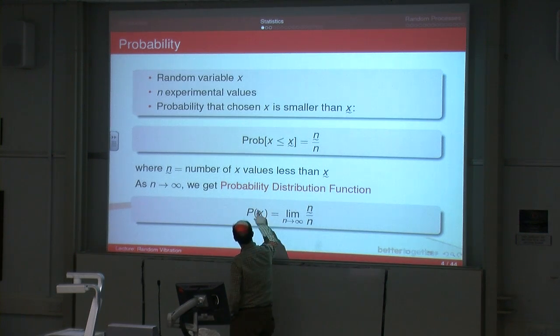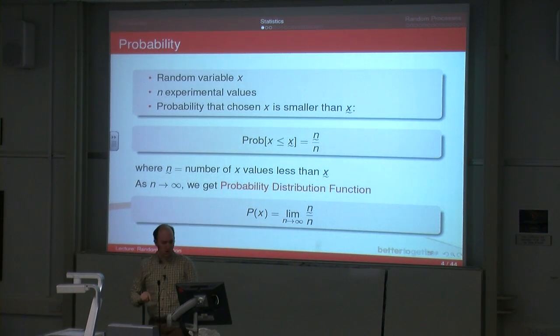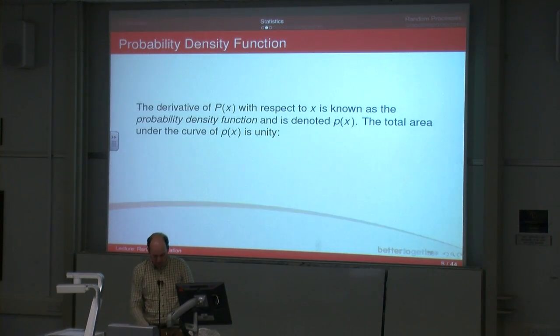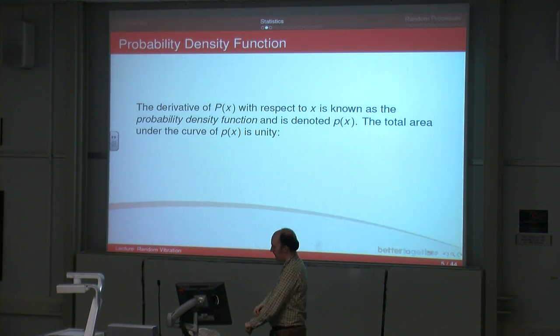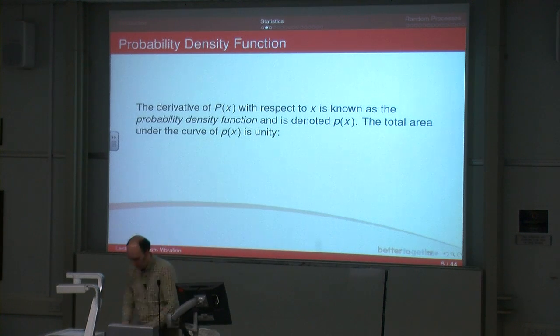And that's represented by a capital P, which is a function that gives you the shape of, or essentially how it's going to be distributed. Now, what we're really interested in is this thing called the probability density function. It's also known as the PDF, and you may come across this in other areas of engineering. PDF, probability density function, and that is denoted by little p of x. And if you take the derivative of P of x with respect to x, it's known as the PDF.